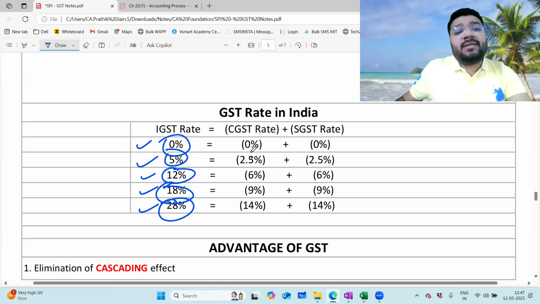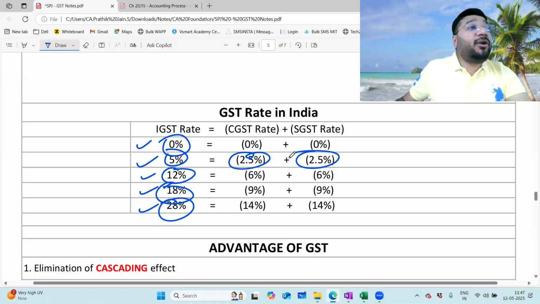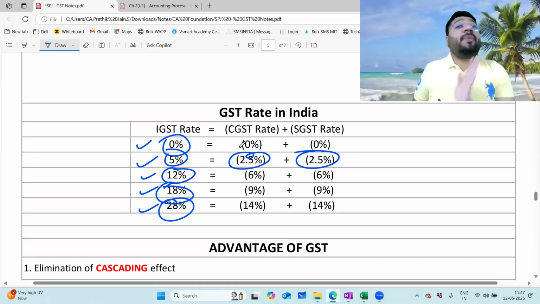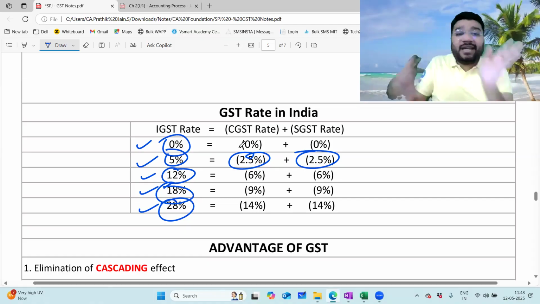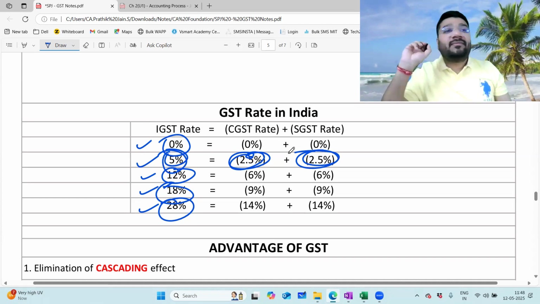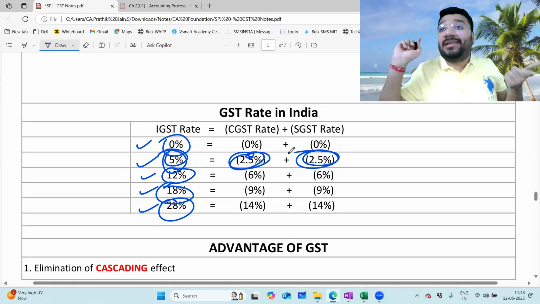Now, what is this 2.5, 2.5? Arey Baba, I told you. When you're doing intra-state supply within the state, you have to pay half to central, half to state. So whatever the rate is there, half of that has been given. Example of your brother and sister: even a millimeter extra you should not give to your brother and sister.